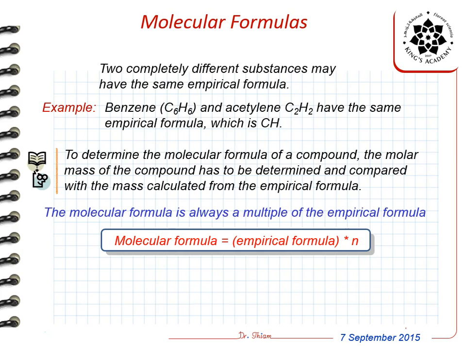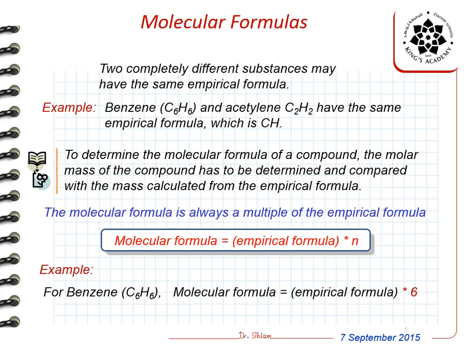So the molar mass from the molecular formula is always n times the molar mass from the empirical formula, and n is an integer. For example, benzene will have a molar mass that is 6 times the molar mass from the empirical formula, which was CH. I hope this makes sense.